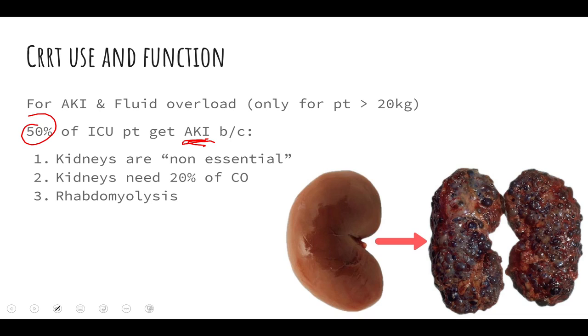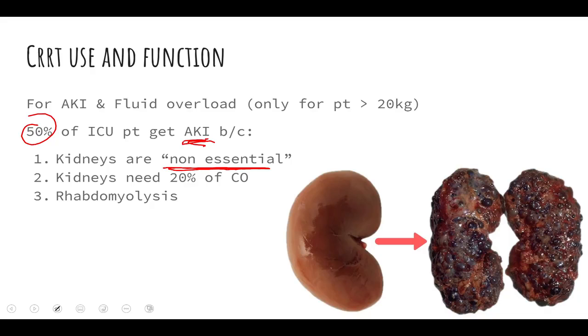Now you might be asking yourself, how come half the patients in the ICU are getting acute kidney injury while they're in the ICU? Well, it's because of three reasons. One, as far as the body is concerned, your kidneys are non-essential. So in times of great sickness, your body will shunt all the blood towards the two essential organs, and those are the brain and the heart.